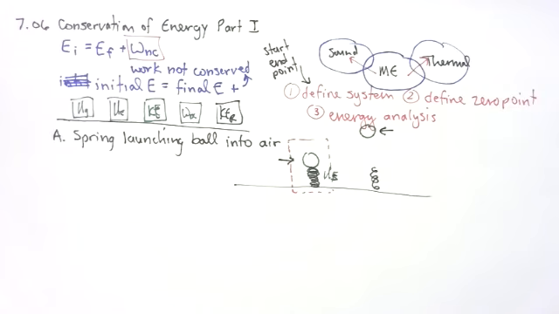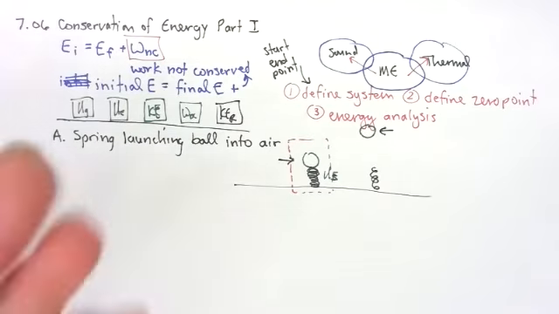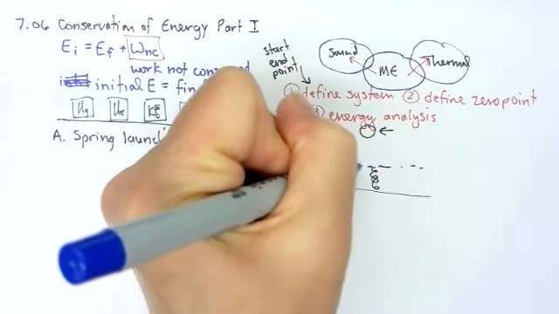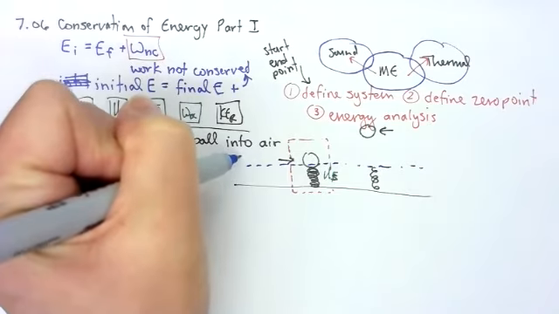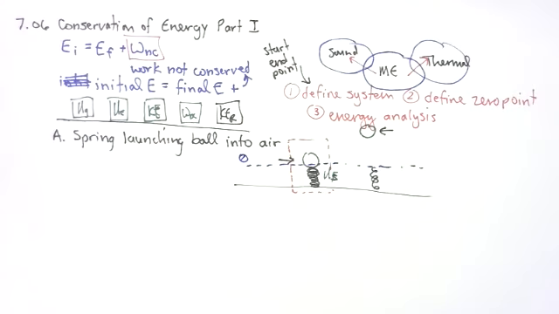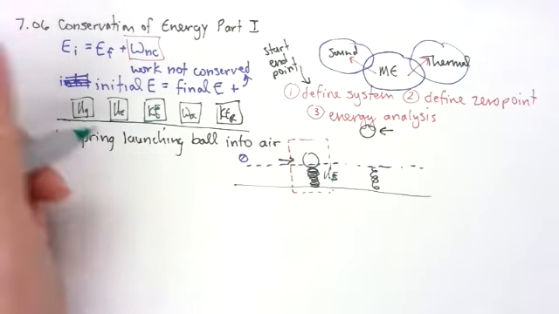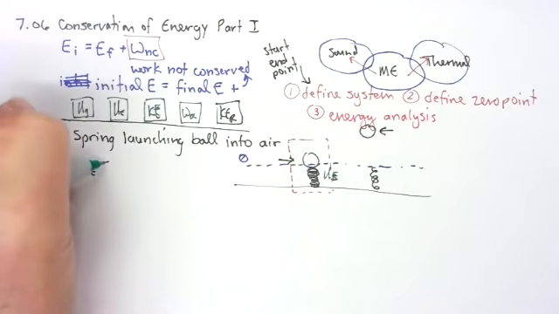So what would make sense would be to set 0 here. Let's set the ball's initial height here. So we're going to set that as 0. So now I don't have any initial gravitational potential energy. Again, if I had set it down here, I would have had to take that into account. So my initial energy is a spring force.